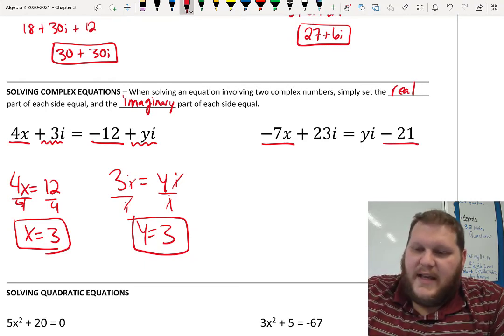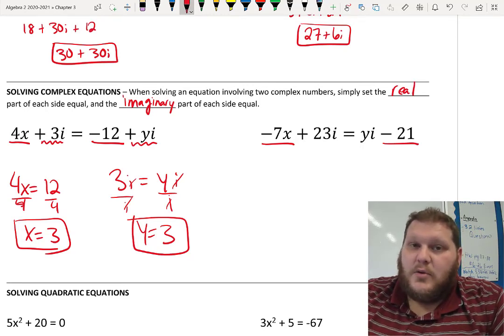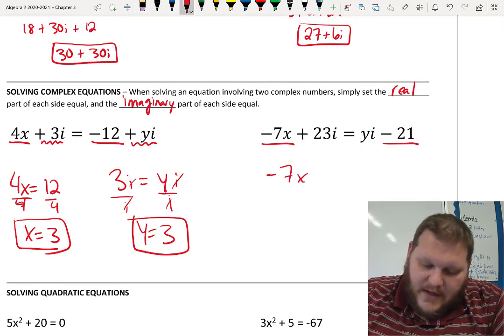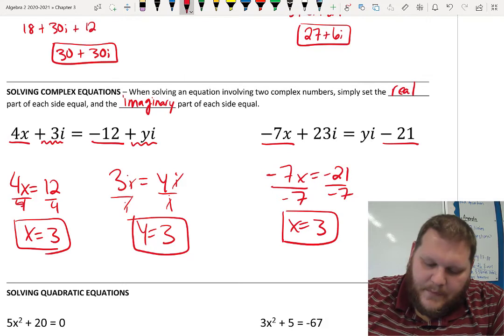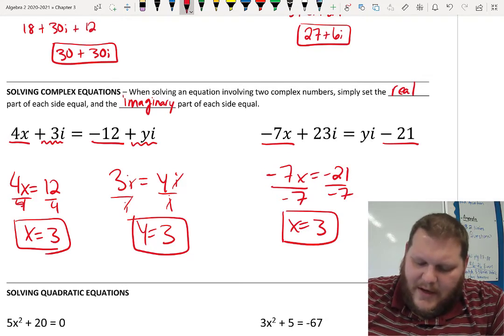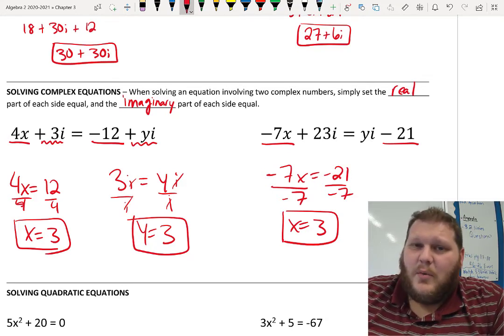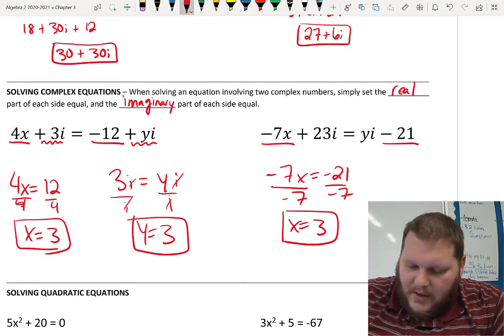So here, it's negative 7x and negative 21 are my two real parts. So negative 7x equals negative 21. And of course, when I divide by negative 7, I get x equals positive 3. And then really for my y value, I don't have to do any kind of work because if 23i equals yi, obviously y has to be 23.